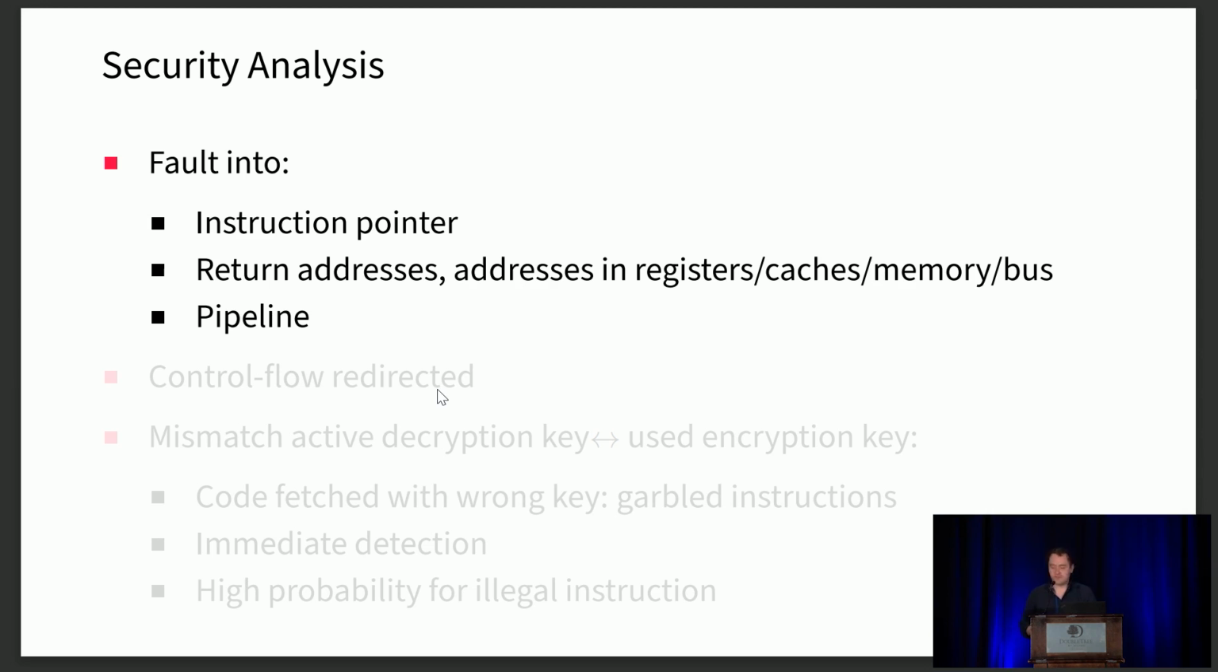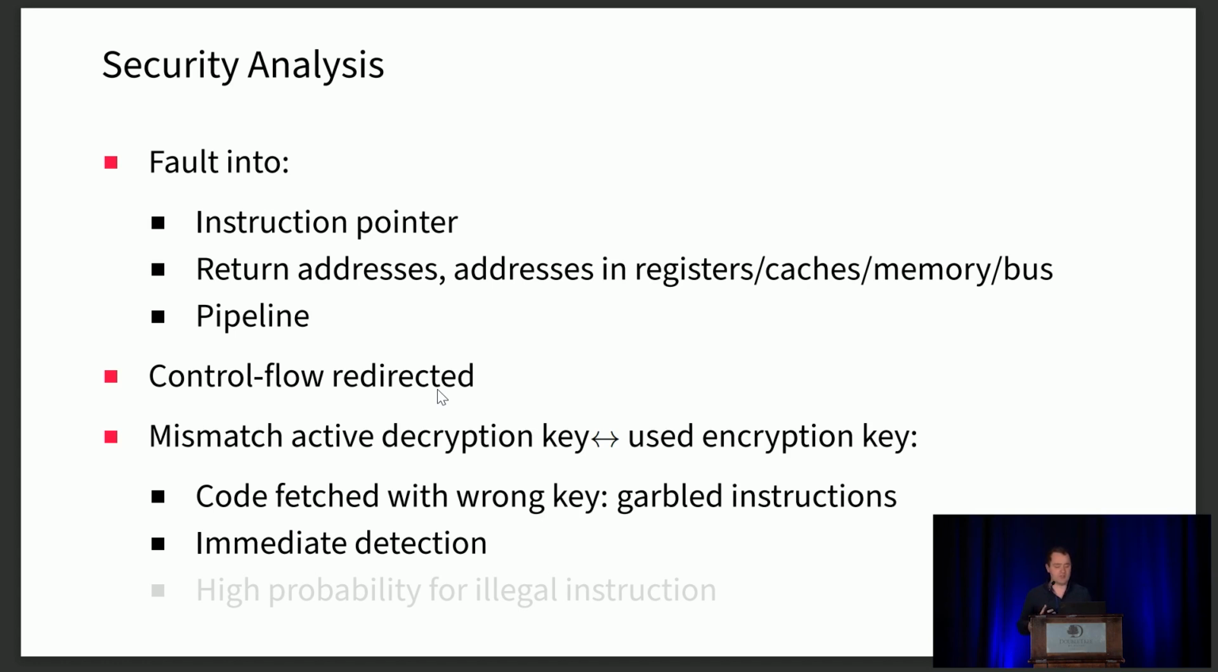For the security analysis, if you have a fault in the instruction pointer, return addresses, registers, caches, wherever, or in the pipeline, then we are still able to manipulate the control flow. We can jump from A to C, for example. But the problem is that now we have a decryption key mismatch, so we are using a different key to decrypt the code than we used to encrypt the code. Basically, what the instruction fetch interface gives us is some garbled instructions. And in the instruction decoder of the CPU, this garbled instruction yields with a very high probability an illegal instruction. And this means that we can immediately detect a control flow manipulation.